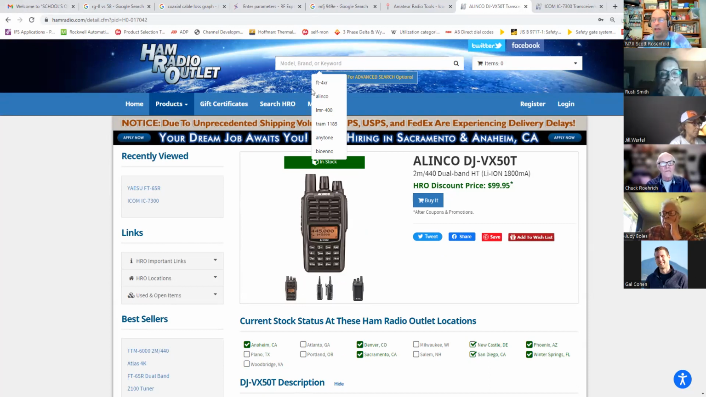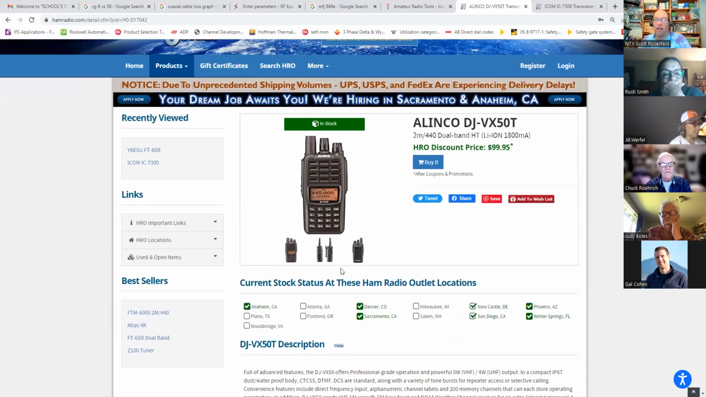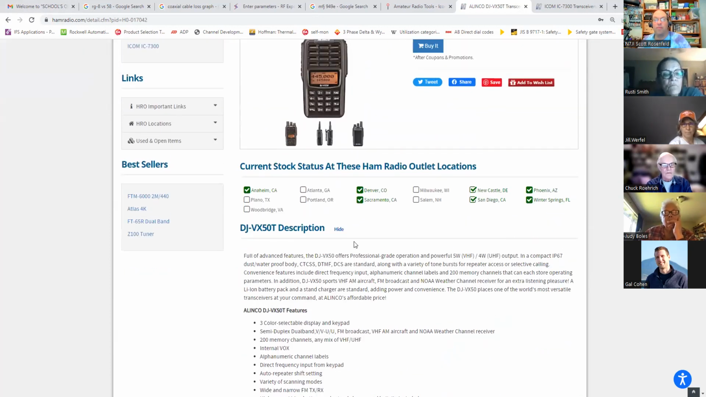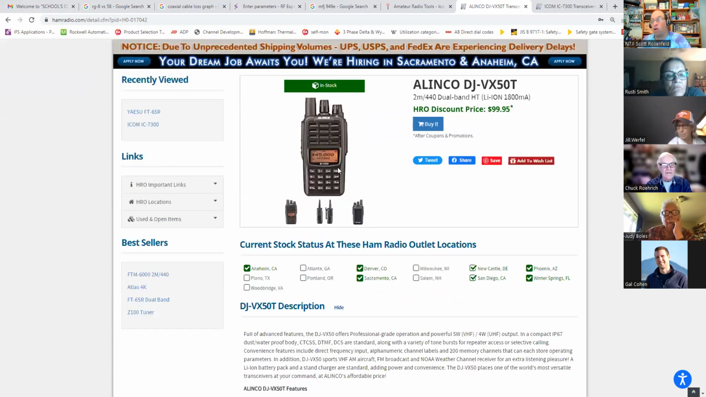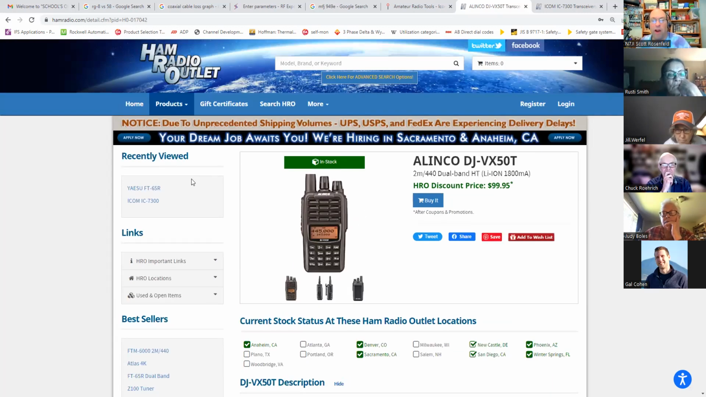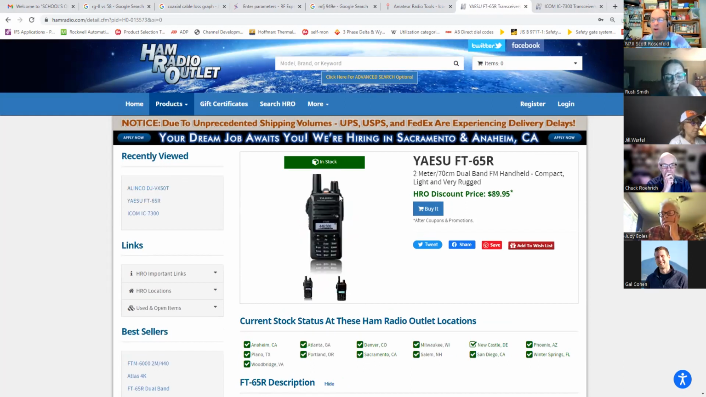But like this handheld, it has commercial band receive. They transmit on the ham bands, but they'll receive a whole bunch of different frequencies. This one actually receives AM aircraft frequencies as well as FM radio, like commercial music FM radio. This Yaesu FT65 is fine.